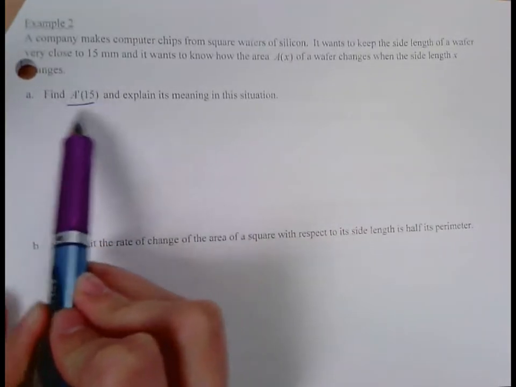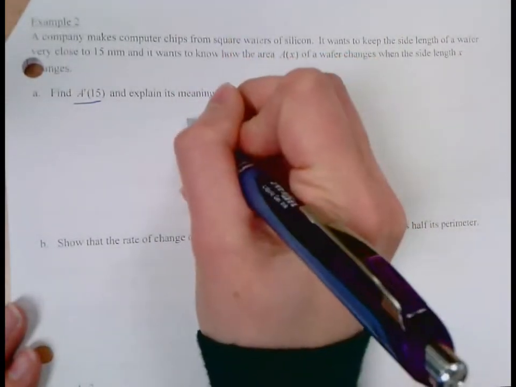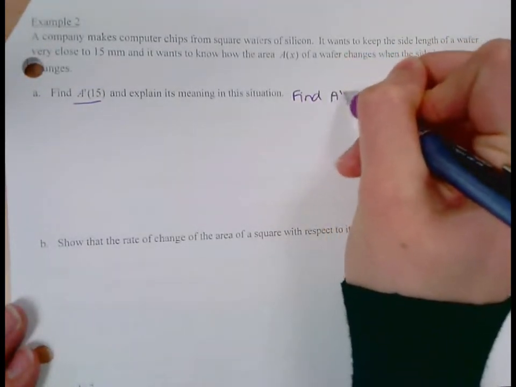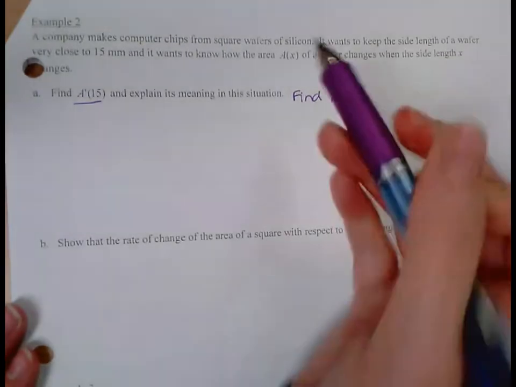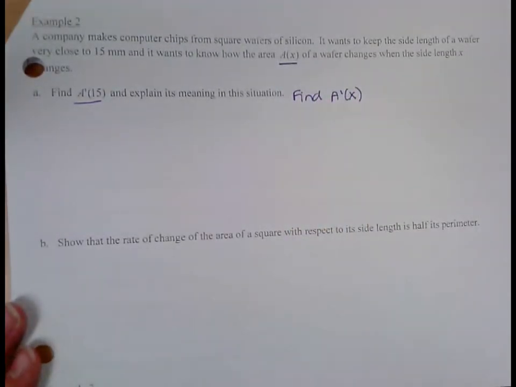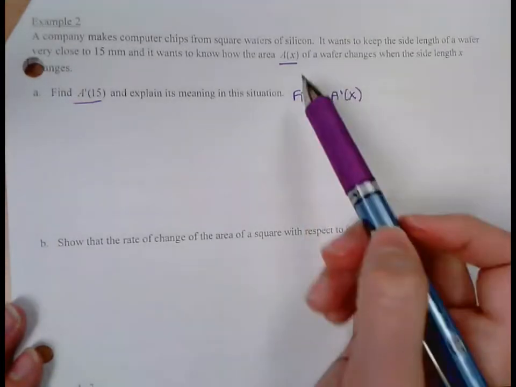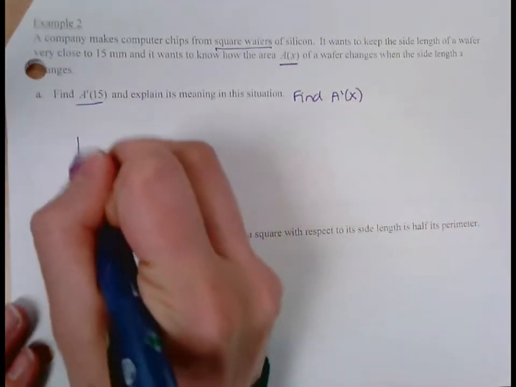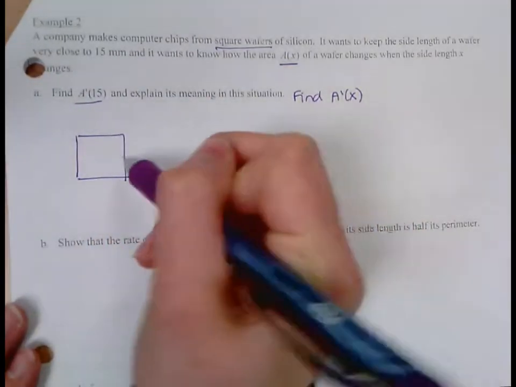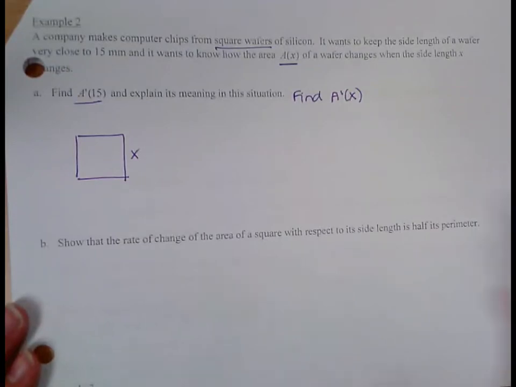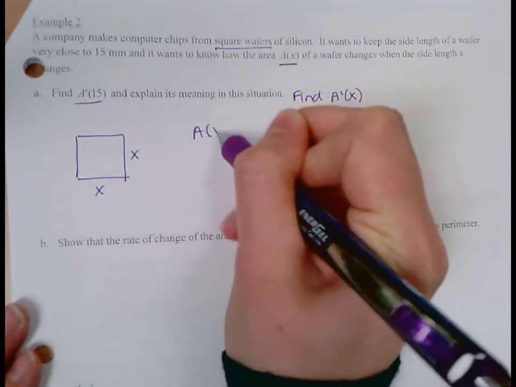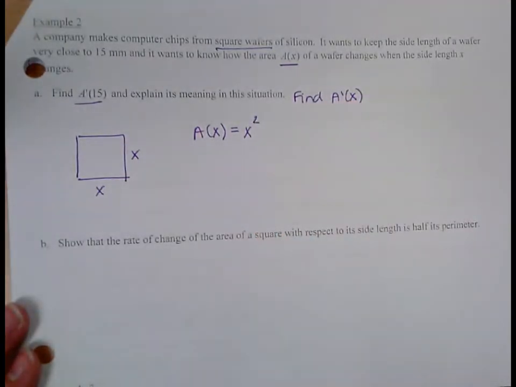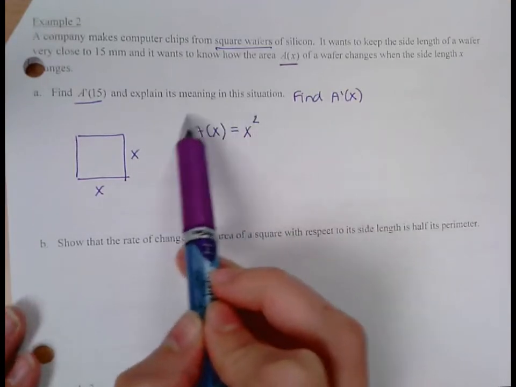In order to find A prime of 15, you need to know what A prime of x is. They're not giving us a formula for A of x, but we can find it. A of x is the area of a square, and since they are calling it A of x, it must be with a side length x. So what would the function A of x be? X squared, area of a square. Okay, so that's our A of x.